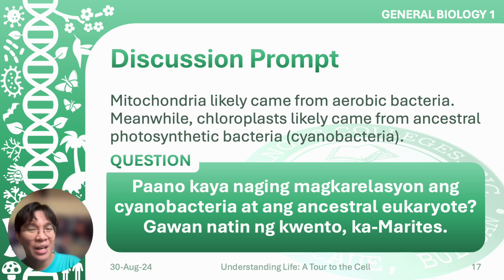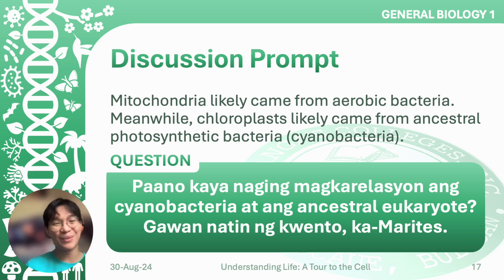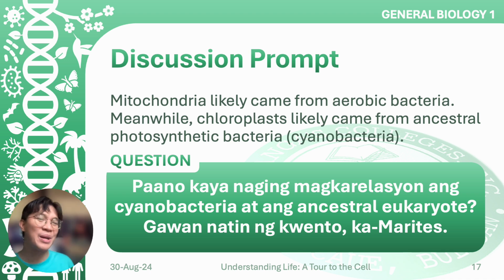Now, the question is, paano kaya naging magkarelasyon ang cyanobacteria at ang ancestral eukaryote? So, gawan natin ng kwento, Kamarites. I will leave the story up to you. I have heard amazing stories about teaching this in the class before. Some of them mentioned that the cyanobacteria is actually the kabit of the big cell. So, mitochondrion is the original, but there's another fling, and that's the cyanobacteria. So hopefully you can make your own story on how the cyanobacteria became the future chloroplasts inside your plant cells.